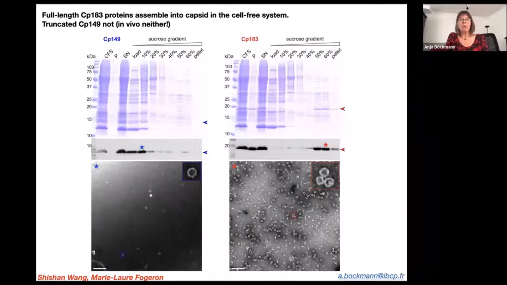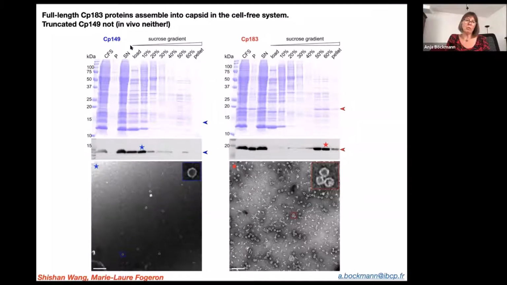We tested that both on the truncated construct, because this one is often easier to work with, and also on the full-length construct. And actually we have seen that the truncated capsids, despite that they have the entire assembly domain, do not assemble in this approach.